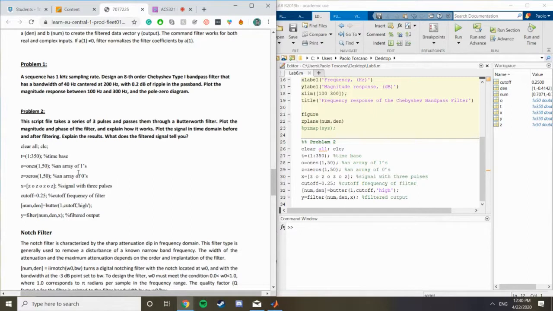Plot the magnitude and phase of the filter, see if it is a high pass filter or a low pass filter, what type of filter it is. And thereafter, look at your signal in time domain. See which parts in time domain have been removed. Are they low frequencies or high frequencies?